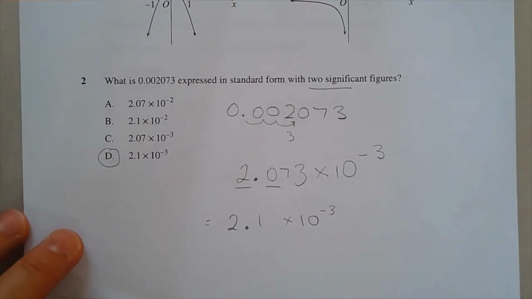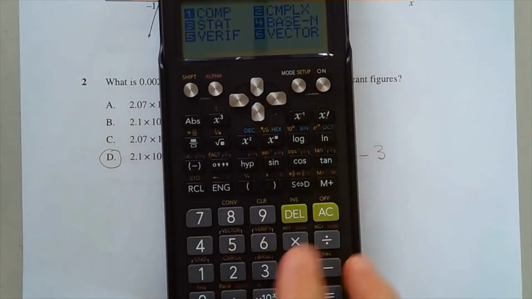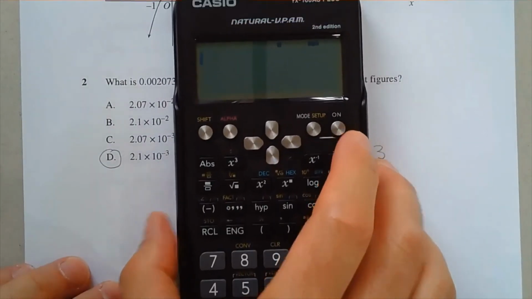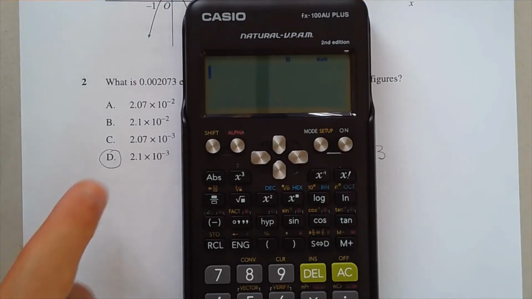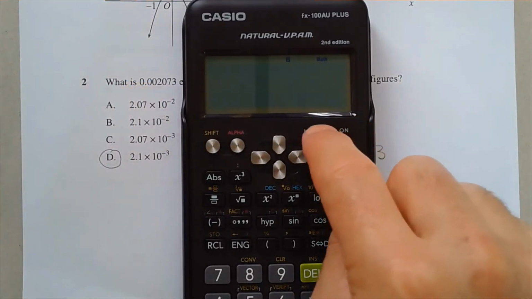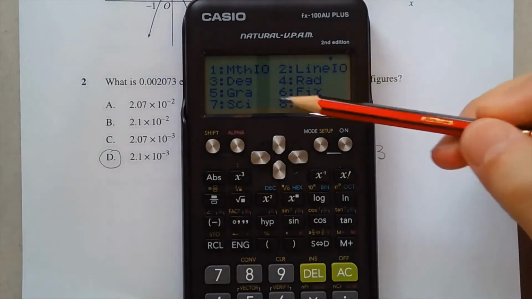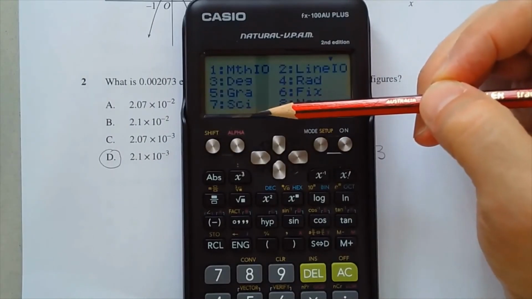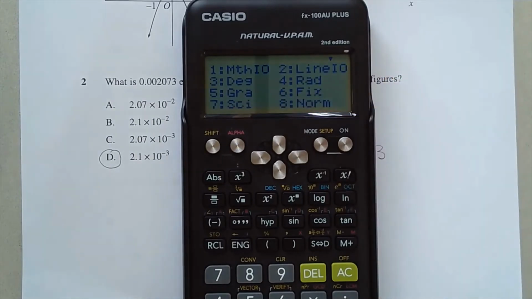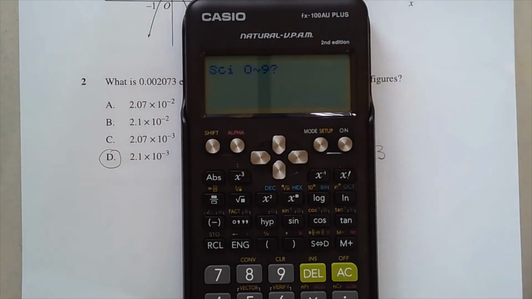Now, how could we do this using a calculator? Your calculator can work in scientific notation and also round to a certain number of significant figures as well. So what we'll do, I'll just move the number there, make sure that number's visible. First of all, mode, actually it's shift setup, and well, it's actually the mode key, but we've got to press shift first. Number 7, or at least on this calculator, it's number 7, SCI, so that means scientific notation.